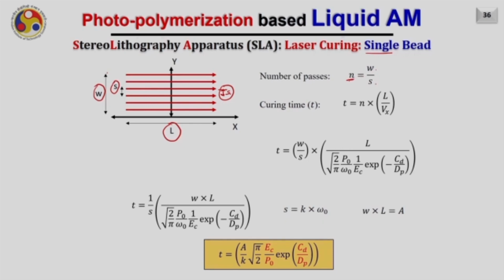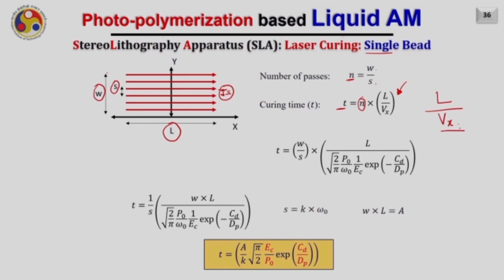and hence the total time T required to scan will be N times the time required for scanning a single line. Of course, the time required to scan a single line will be the length of the line divided by Vx.